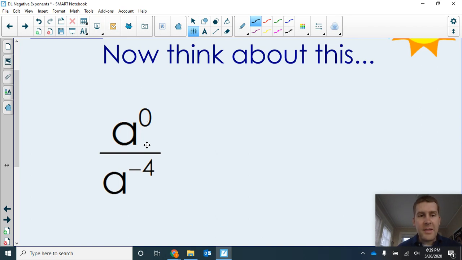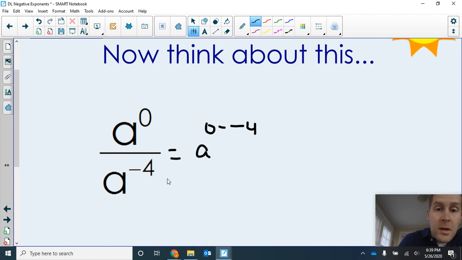Now think about this using the quotient rule. I am dividing powers at the same base, so we can subtract the exponents, which means I would write this as a, well, up top we have 0 minus negative 4, right? I'm subtracting this negative 4. And guys, what happens when we subtract a negative? Oh, that becomes addition. So what's really 0 plus 4? A to just the fourth. So now look at that one.